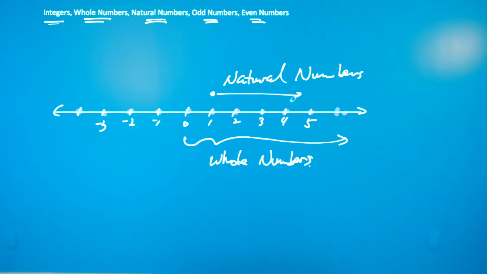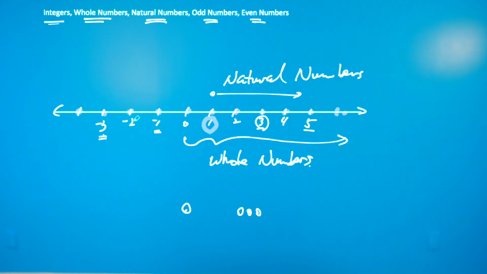Odd numbers are numbers that are not divisible by 2. So 1, there's no way to share 1 evenly between 2 people. 3 as well, like 1, 2, 3. Can you share 3 of these identical things evenly between 2 people? No, right? So hopefully you understand that. And of course, these negative numbers are also considered odd numbers.